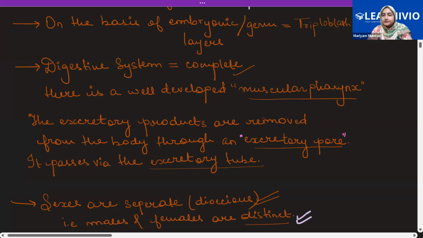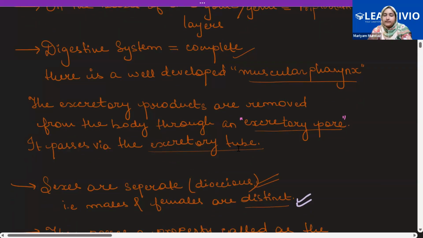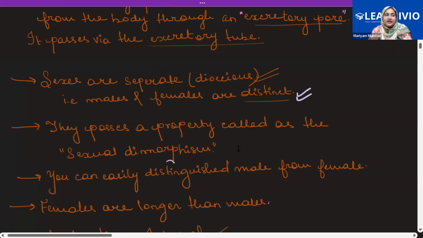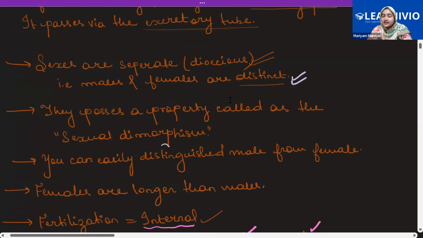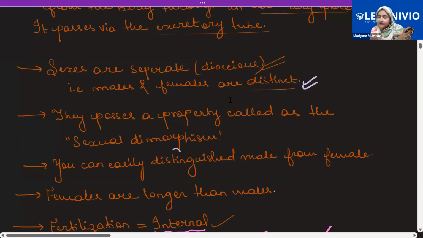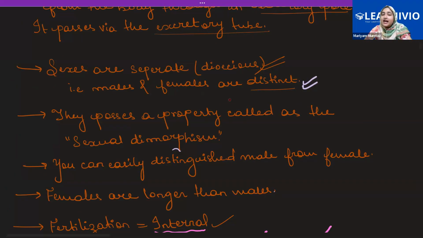Now, in them the sexes are separate. So they are dioecious. This phenomenon of having male and female separately is called dioecious, meaning you can easily distinguish them. For example, in human beings, if you look at a man and a woman, you can clearly tell which one is a man and which one is a woman, unlike today's time when even boys dress up as girls and girls dress up as boys.